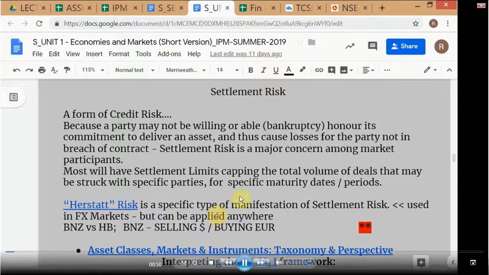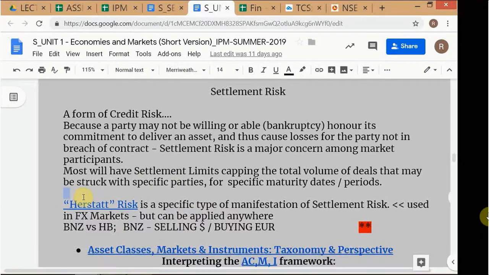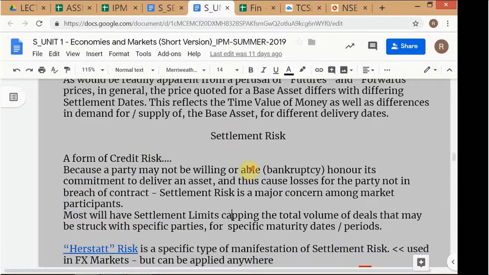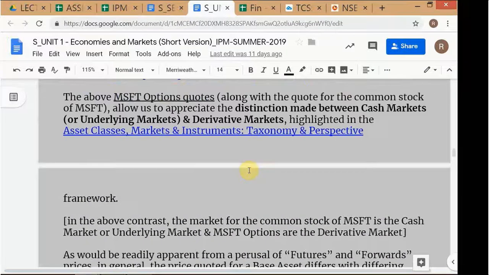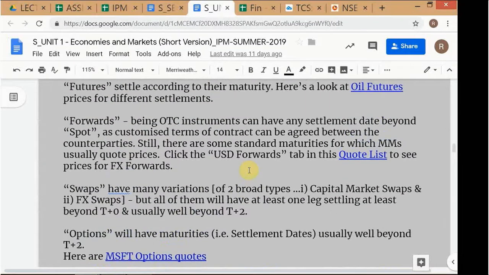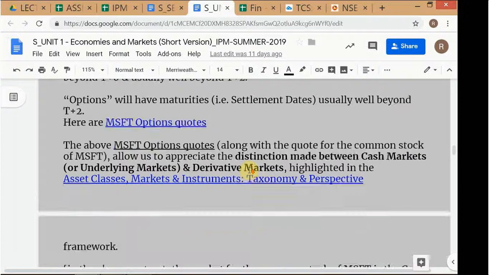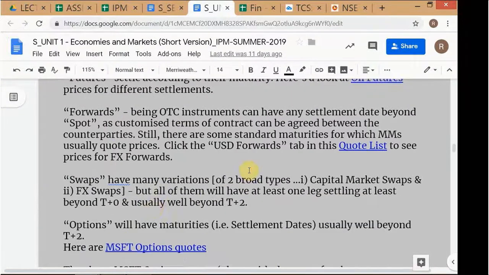So in the last class we were discussing settlement risk. I gave you the example of Herstatt Bank. Essentially, settlement risk, remember this concept, relates to the delivery of the assets. We already discussed a case, and this falls under the subtopic of settlement risk.